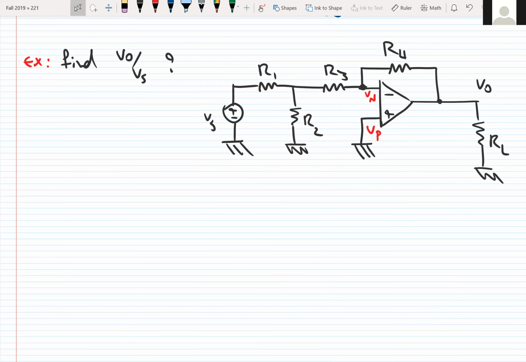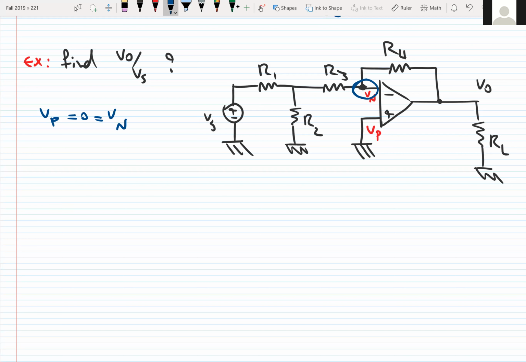The first thing you should notice here is which input has a known voltage. Of course, it's VP. VP is equal to 0. It's equal to Vn. The next thing, if you remember, I said we should find the node which connects the input to the output. So here is the node. We want to write KCL for this node.